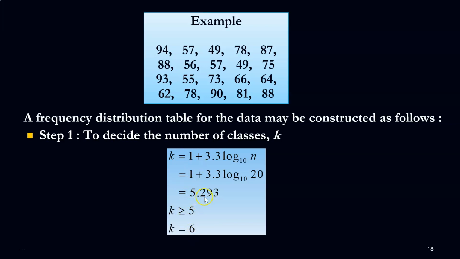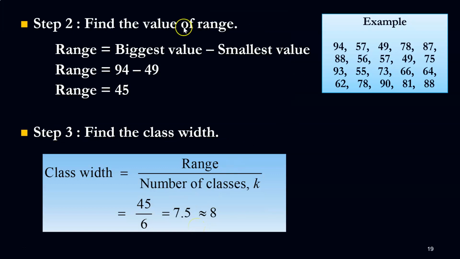So you always take bigger numbers, not the less one. 5.2, you take 6. Okay, so meaning that you have to create 6 classes. Ada 6 kelas. Okay, so the next step is find the value of range. Range tu apa tadi? Range tu biggest value minus smallest value. Apa yang paling besar? Nombor paling besar dekat sini. The maximum is 94. The smallest is 49. So the range will be 45.